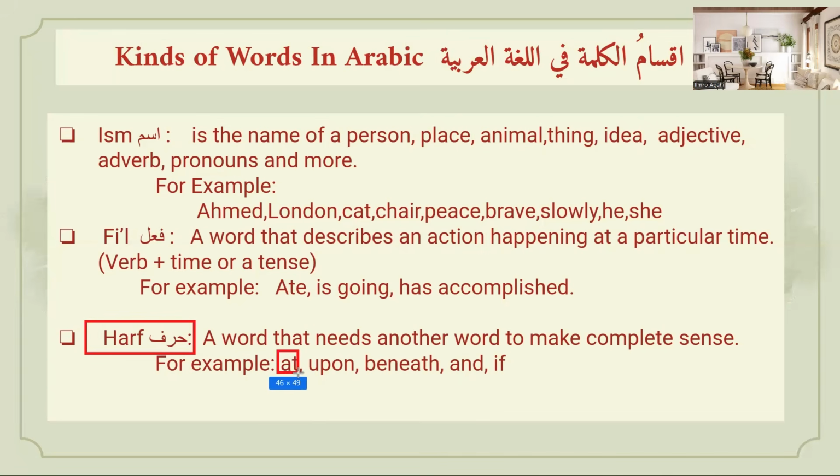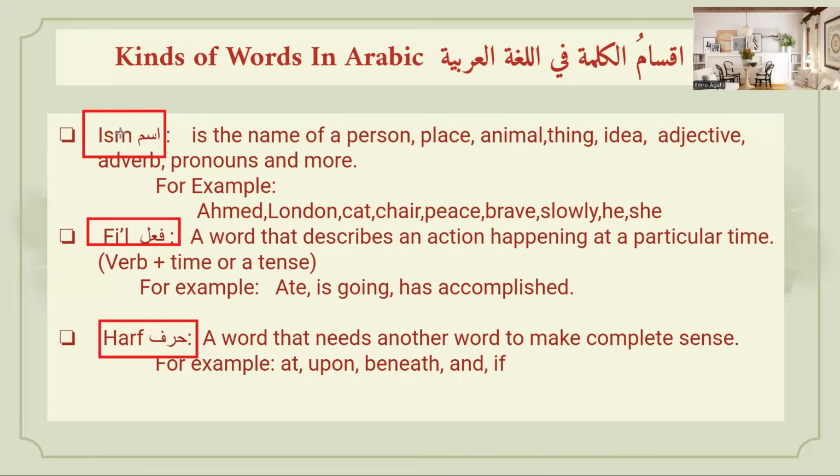So at itself doesn't make sense. The same way upon, beneath, if, these type of words are called harf. And there are very different types of harf in Arabic. But mainly what you learn is that there are three different types of words: ism, fail, and harf. Fail is the word that tells you action plus time.